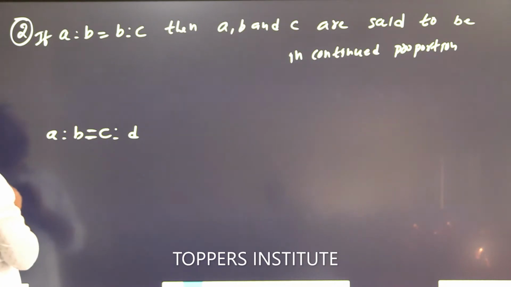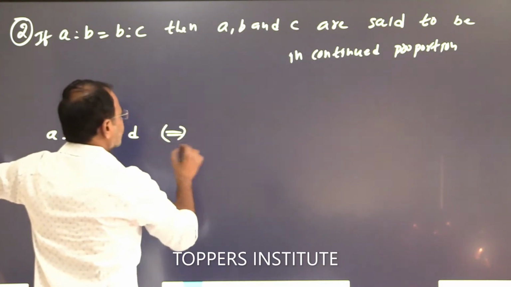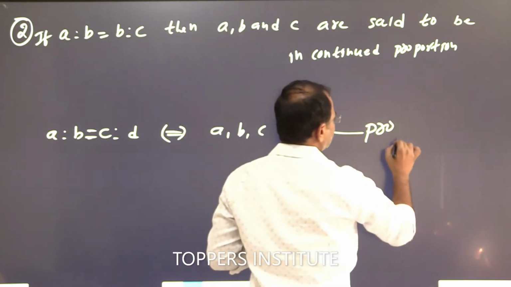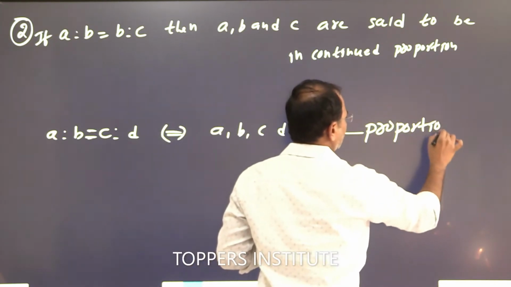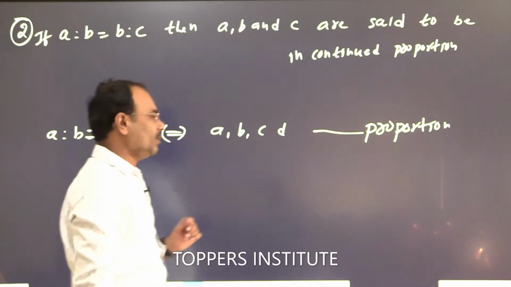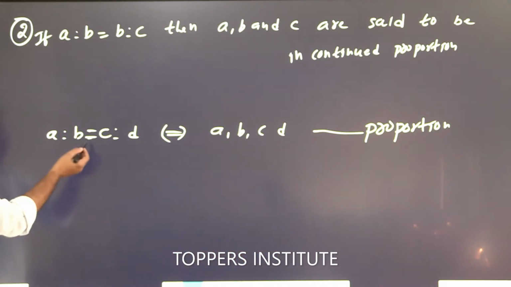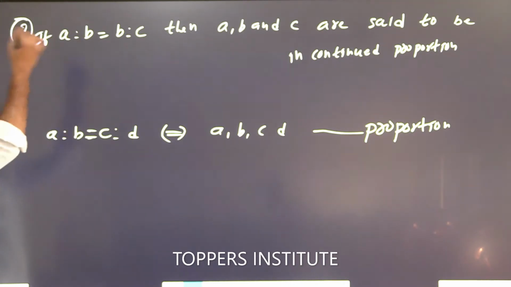A is to B is equal to C is to D, then you can say A, B, C, D are in proportion. There is a difference between the first one and the second one. In this one you can say A is to B is equal to C is to D, then A, B, C, D are in proportion.